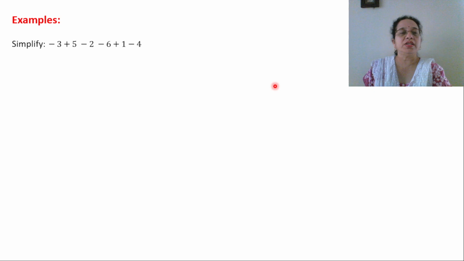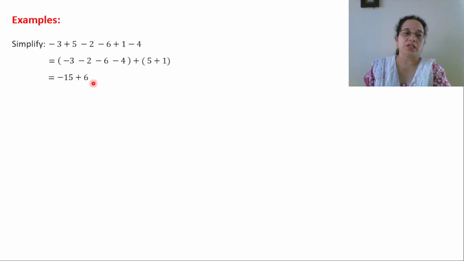So let us take few examples. Simplify. Whenever more than two signs are there, always make two brackets. One bracket for all the negative numbers, plus, then all positive numbers. In this bracket signs are same, add the numbers, greater number sign will come in the answer, so that is minus 15. And here all signs are same, 5 plus 1 will give you 6. Signs are different, subtract the numbers, greater number sign will come in the answer. So the answer is minus 9.